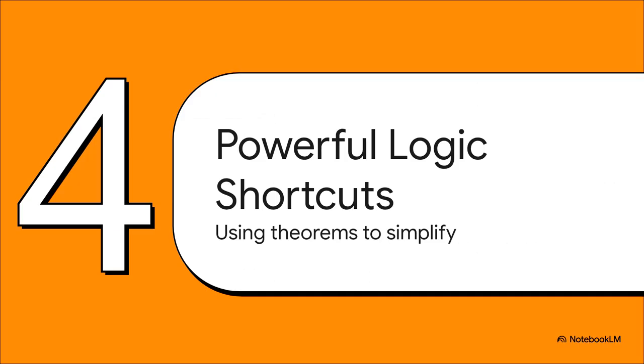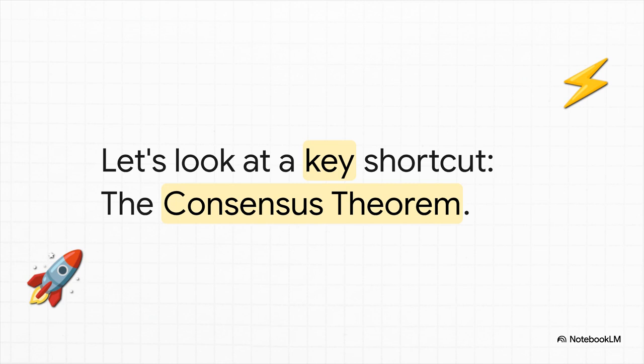Now, you could always work through these long expressions by hand, but that would take forever. So engineers have developed these amazing shortcuts called theorems. Think of them like cheat codes that help you spot patterns and simplify logic in a flash. And to see how this works, let's just check out one really useful example. It's called the consensus theorem, and it is a fantastic tool for cleaning up your logic.